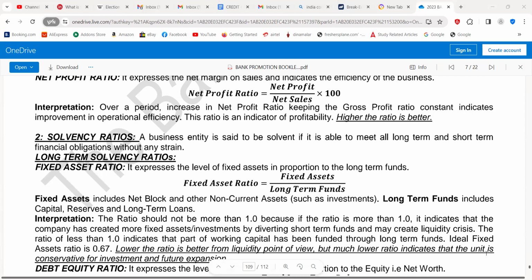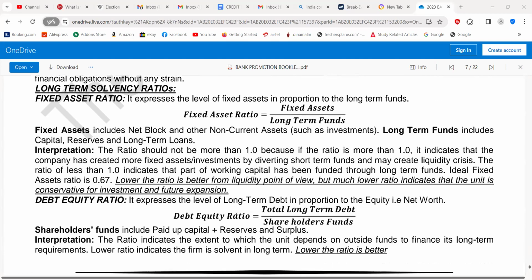Ankur, please read. Solvency ratio. Okay, sir. Solvency ratios. A business entity is said to be solvent if it is able to meet all long-term and short-term financial obligations without any strain. Long-term solvency ratios, then fixed asset ratio. It expresses the level of fixed assets in proportion to the long-term funds. Fixed asset ratio is equal to fixed assets divided by long-term funds. Fixed assets include net block and other non-current assets such as investments. Long-term funds include capital, reserves, and long-term loans.